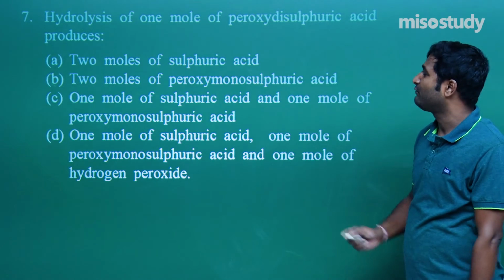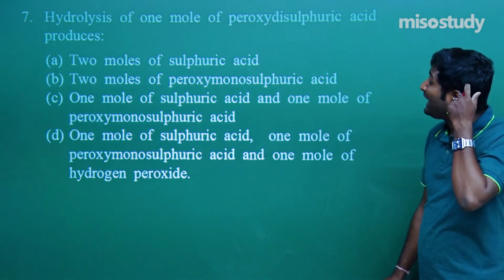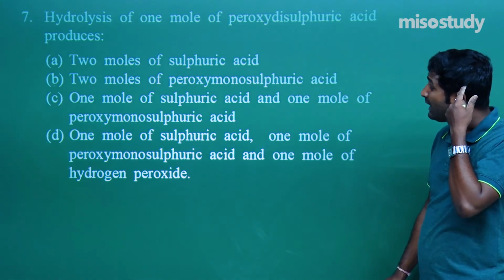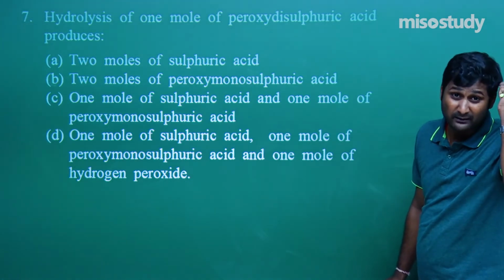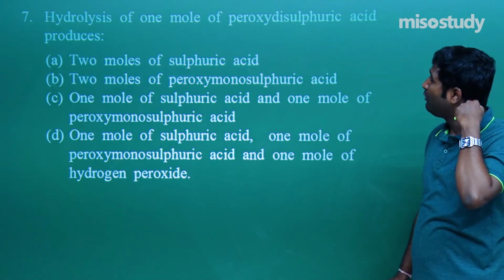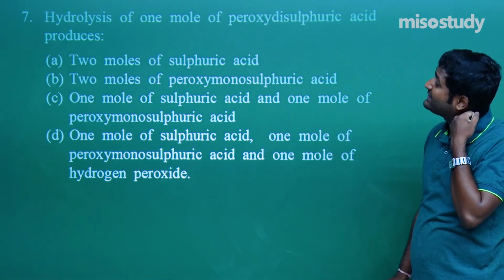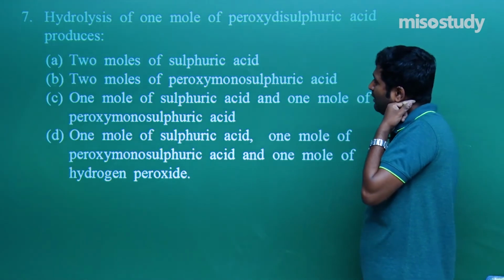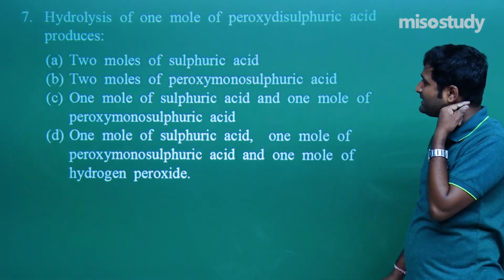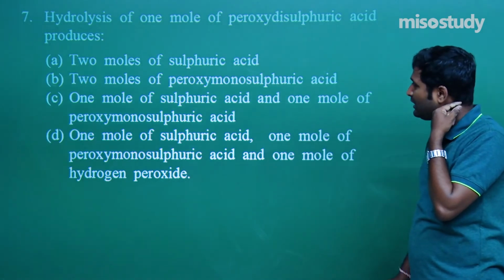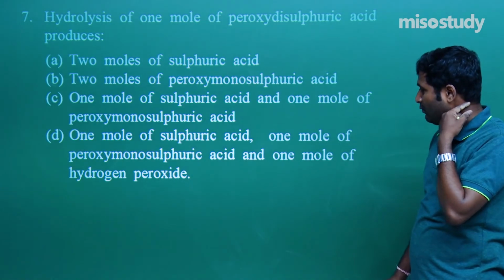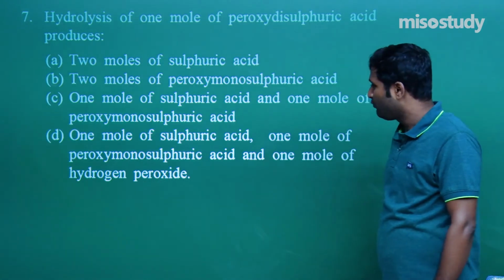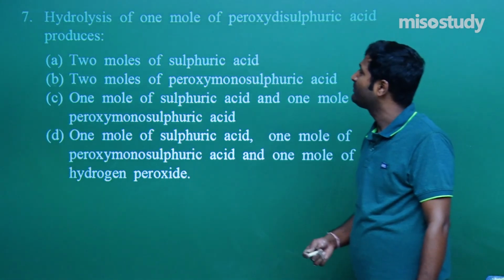Hydrolysis, this is slightly confusing. That's why I have taken this question. Hydrolysis of 1 mole of peroxydisulfuric acid. This question is also from IIT JEE, but the answer differs according to me. The options: 2 moles of sulfuric acid; 2 moles of peroxymonosulfuric acid; 1 mole of sulfuric acid and 1 mole of peroxymonosulfuric acid; 1 mole of sulfuric acid, 1 mole of peroxymonosulfuric acid and 1 mole of hydrogen peroxide. Now what will happen? Check it out.